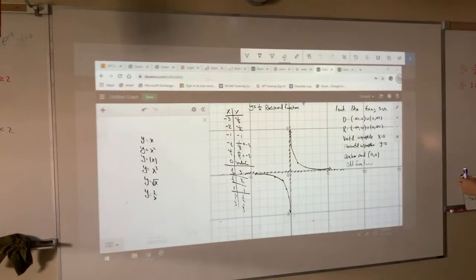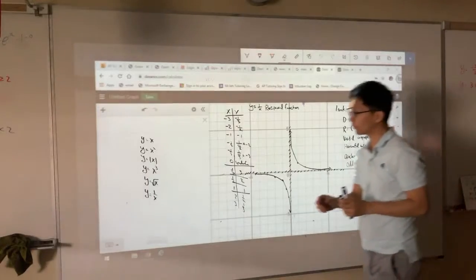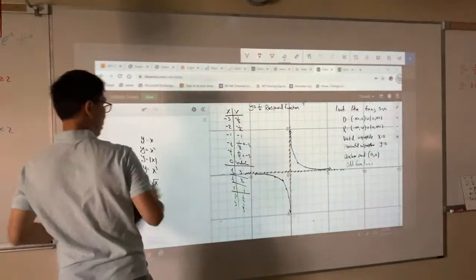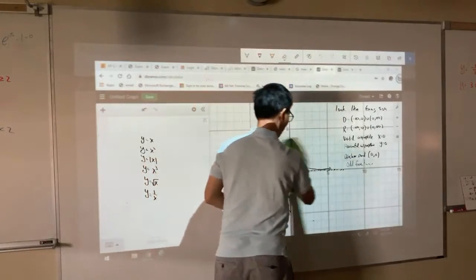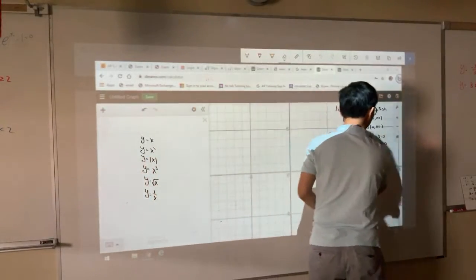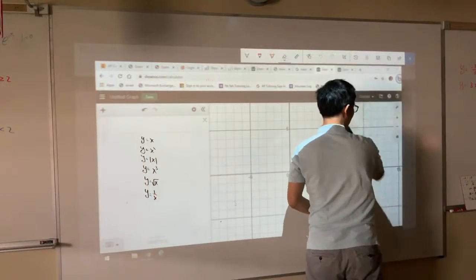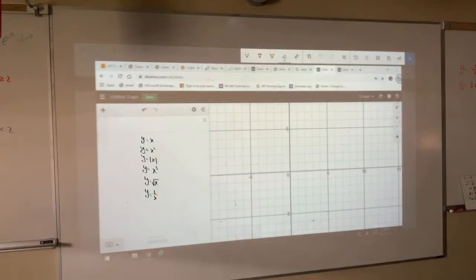Okay. Then what I'm going to do is go on to the next part. I'm going to show you what the asymptote looks like, because it's really important that you know asymptotes before I go on to the next thing. So what does a graph of an asymptote look like? A lot of you have never seen this. So it's 1 over x.